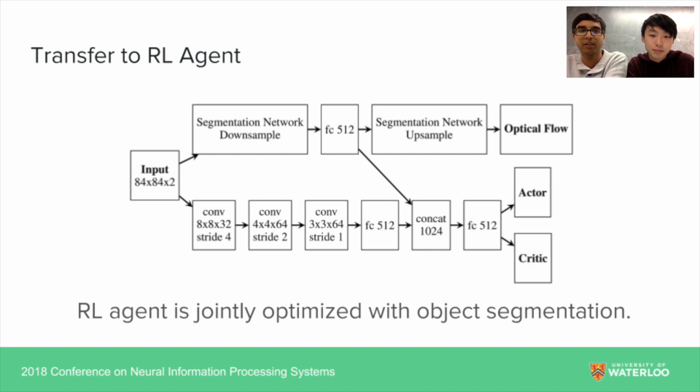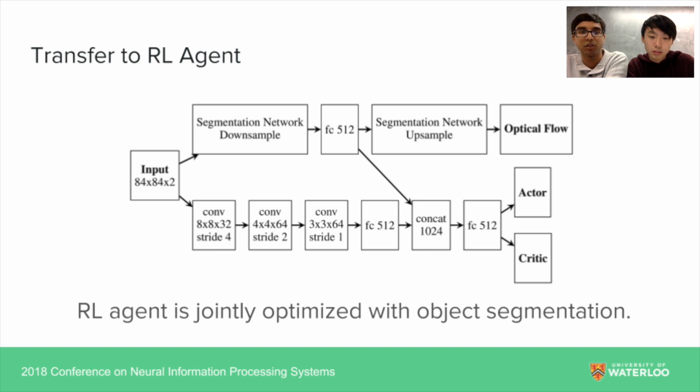We add an extra path to track static objects. This is shown in the bottom path of the diagram. Also, as depicted in the top path, we jointly optimize our segmentation network with our RL agent. This allows us to refine the learned object segmentations as the agent explores more of the environment. Overall, we found that this improves sample complexity so that less data is required to learn to play the game.